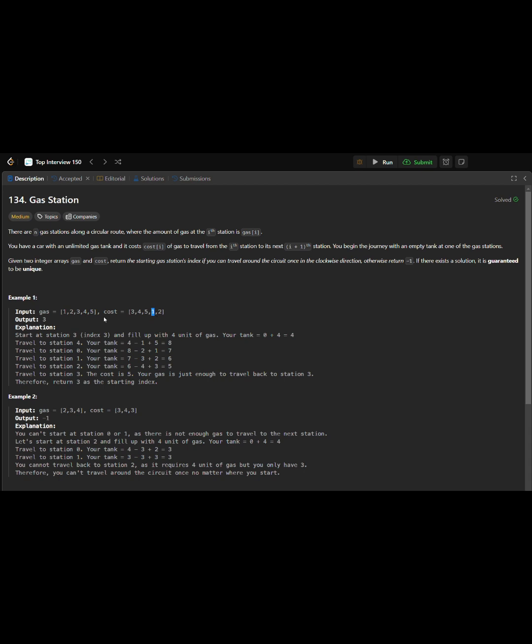We move on to the next index, index 4, and the sum of gas with the previous possible stations is 9, and the sum of cost is 3. So we reach the end of our array, and the answer will be 3, the index 3. Next we will look at the actual implementation of this algorithm using C#.